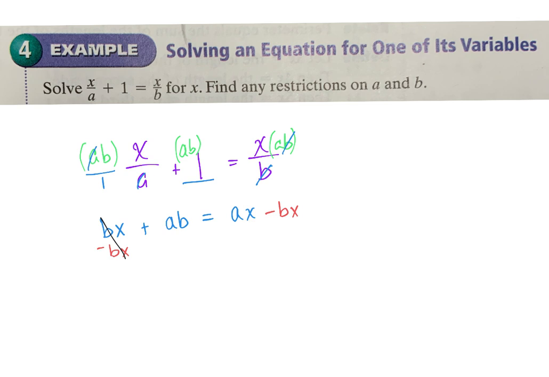All right, it cancels here. I have AB equals AX minus BX, all right? So when you have something like this, you want your X's, or whatever variable you're solving for, all on the same side. Whatever they are, put them all together, all right? What can I do here? What can I do to get my X by itself?